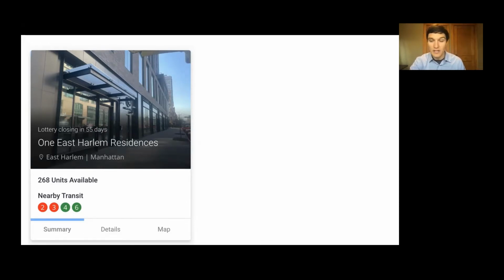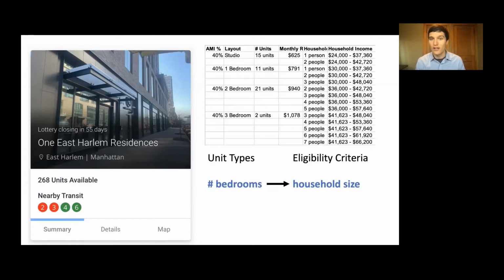As it turns out, it's actually much more complicated than that. So first of all, there are different layouts, right? So you have a studio unit, 1 bedrooms, 2 bedrooms, 3 bedrooms. And so, for example, if you're a household with 4 people in it, you're not eligible to be placed in the studio or 1 bedroom apartments.